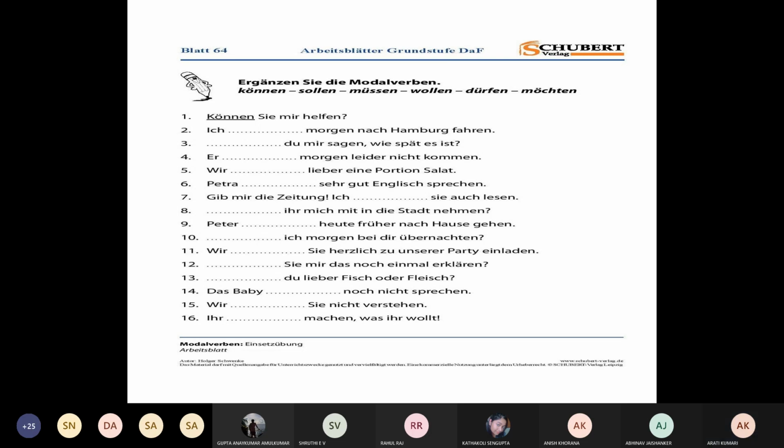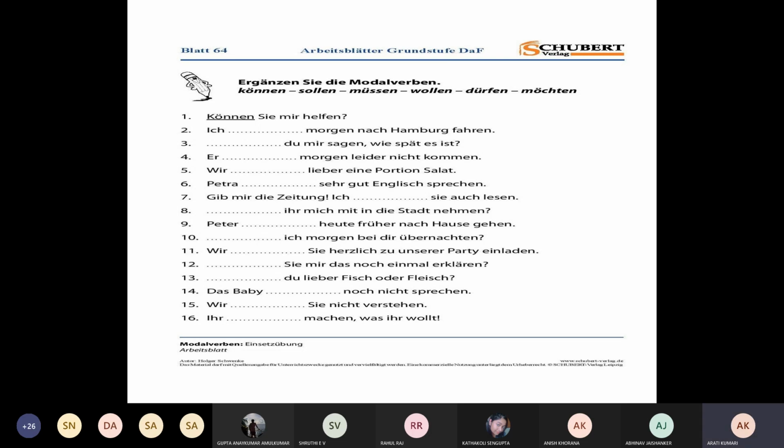Would you prefer fish or meat? Then number 14. Das Baby noch nicht sprechen? So, das Baby kann noch nicht sprechen. The baby cannot speak yet. Number 15. Wir Sie nicht verstehen. Verstehen means to understand. So, wir können Sie nicht verstehen. We cannot understand you.